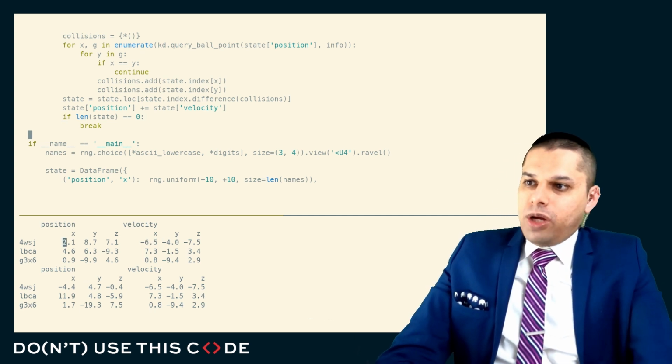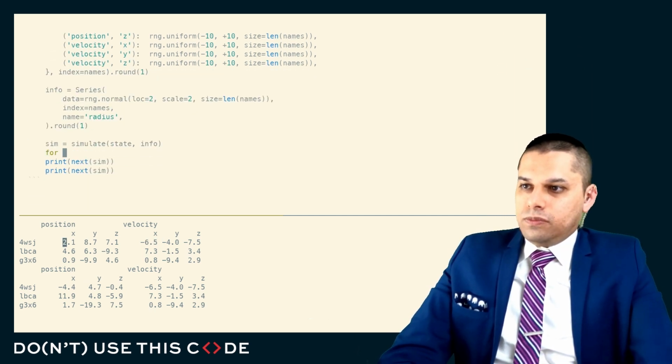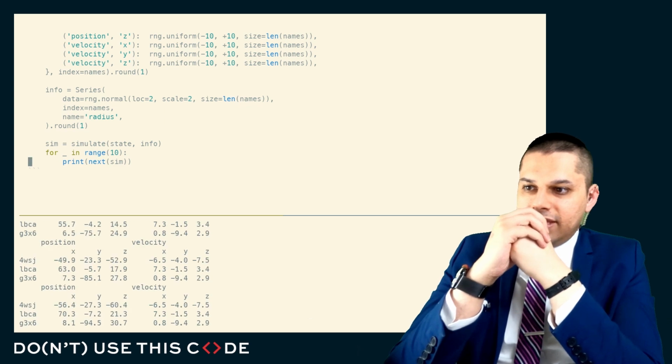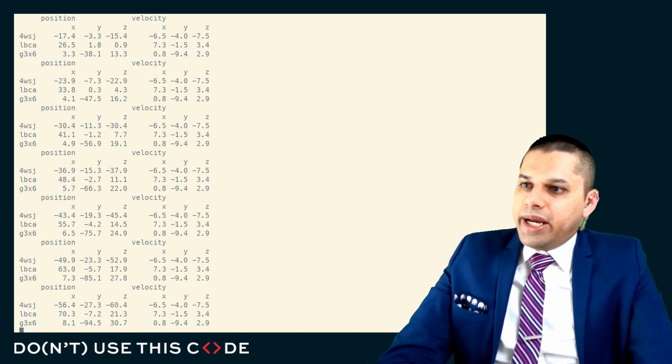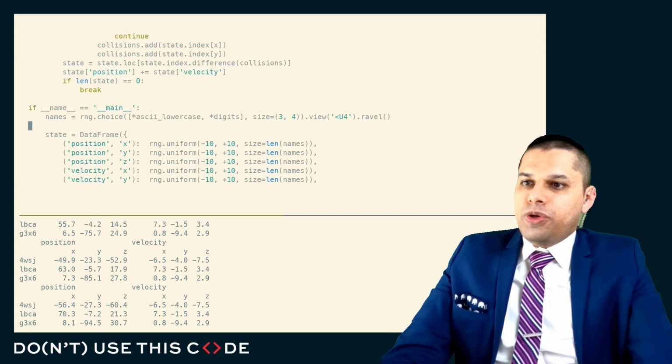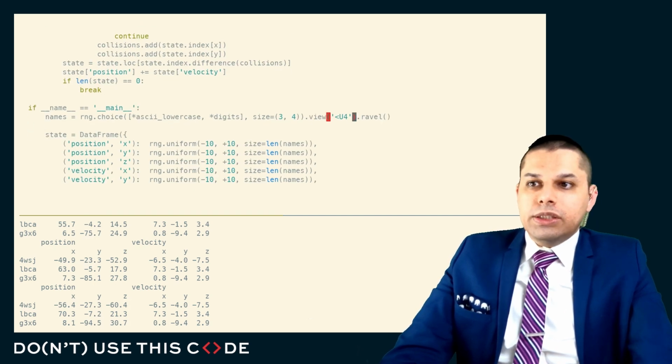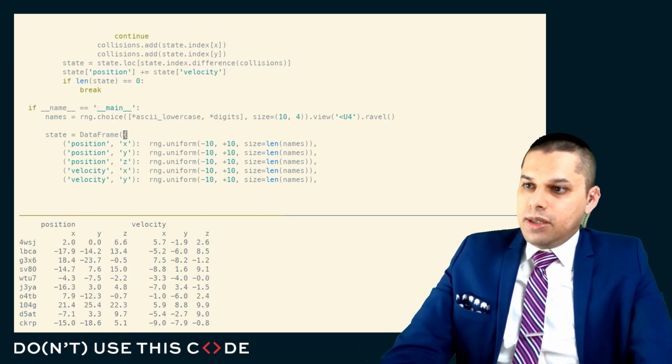And if I run this for 10 steps, then I get, tick size of 1, 10 steps. And you can see, for this small number of elements, nothing collided. So let's see if we can increase the total number of elements and see if we can get some collisions in here and see if this thing runs.